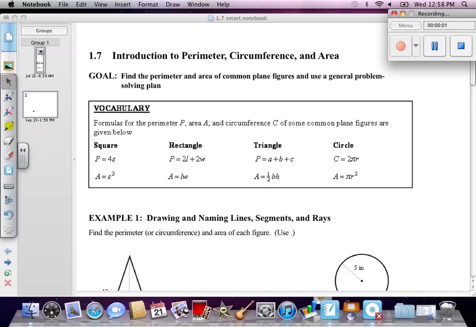We're looking at 1.7, which is an introduction to perimeters, circumference, and area. It gives you a list of different things below that we talked about.